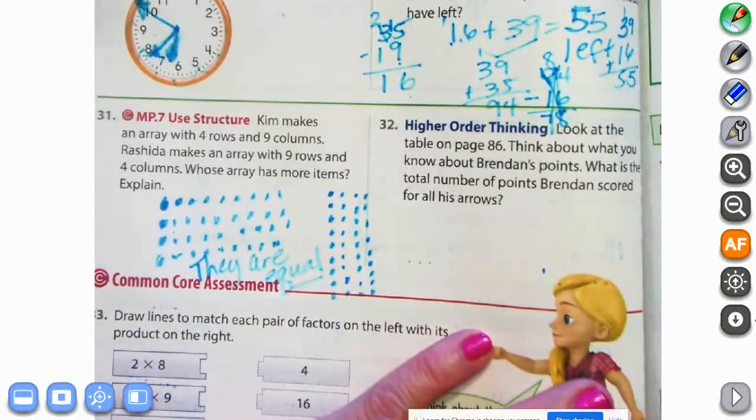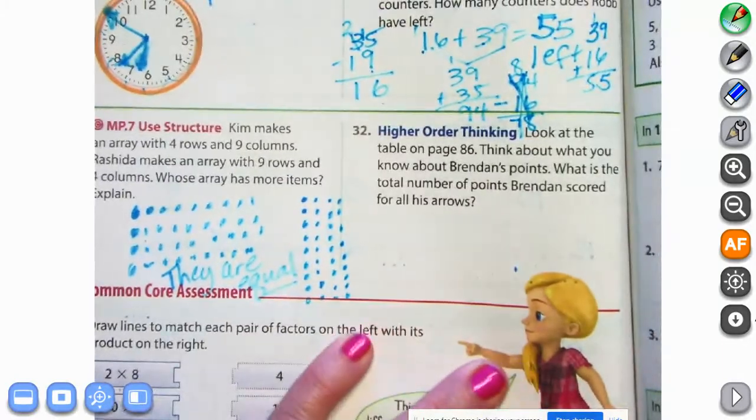All right, so if you don't have that finished already, go ahead and take your time to finish that. Push pause.